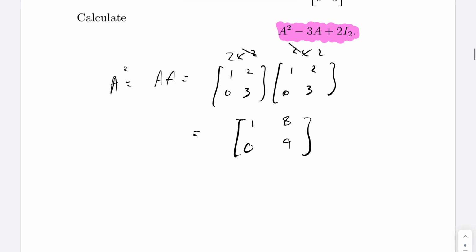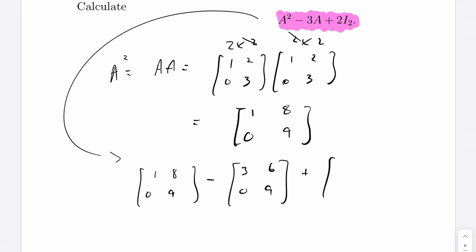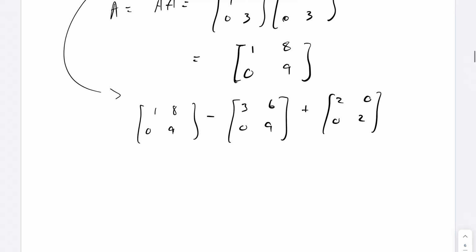And I'm going to go ahead and put this all together. So A squared, we just calculated as 1, 8, 0, 9. I'm going to subtract off 3A, so 3A is just tripling all the entries in the matrix here. And then I'm going to add twice your I2, the 2 by 2 identity matrix, so it's just going to be 1, 0, 0, 1. You're doubling those entries here and computing this right here.